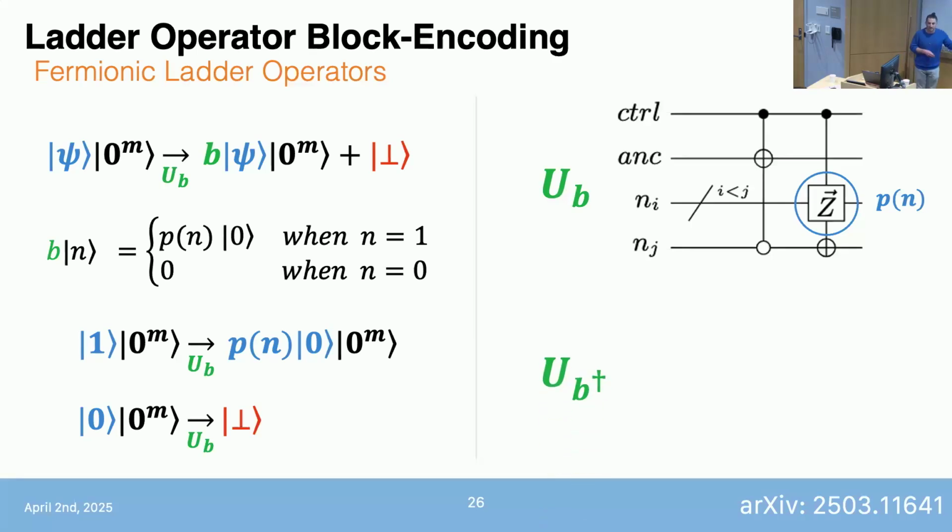Now, what about the B dagger block encoding? If you remember, the rules for B dagger are basically flipped. So it should give me P N 1 when the state is 0, and it should completely destroy my state if it's already in 1.